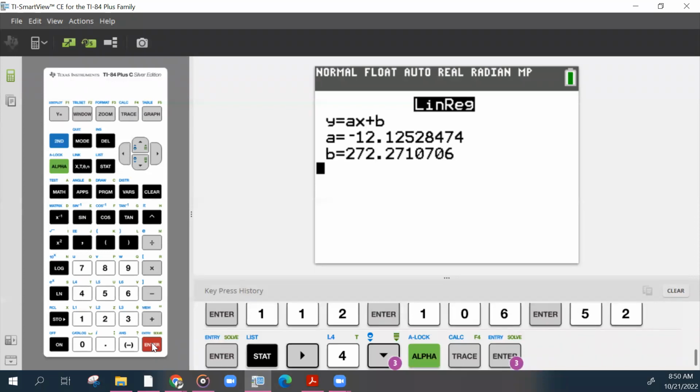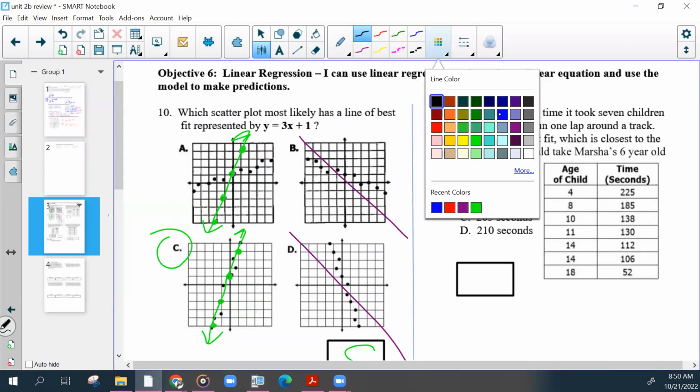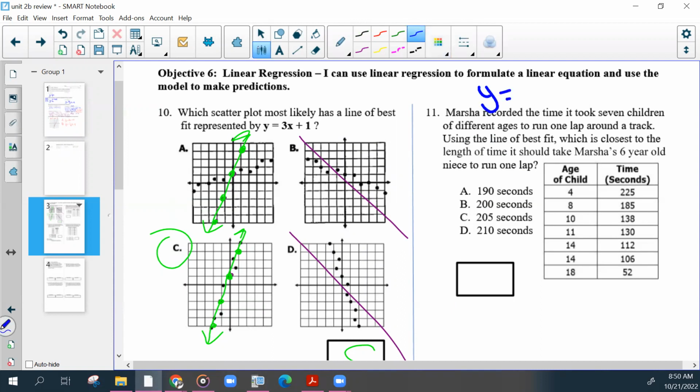Negative 12.13x plus 272.27. So just somewhere next to the problem, write that equation. You don't have to write all the decimal places. Just round to 2 decimals.